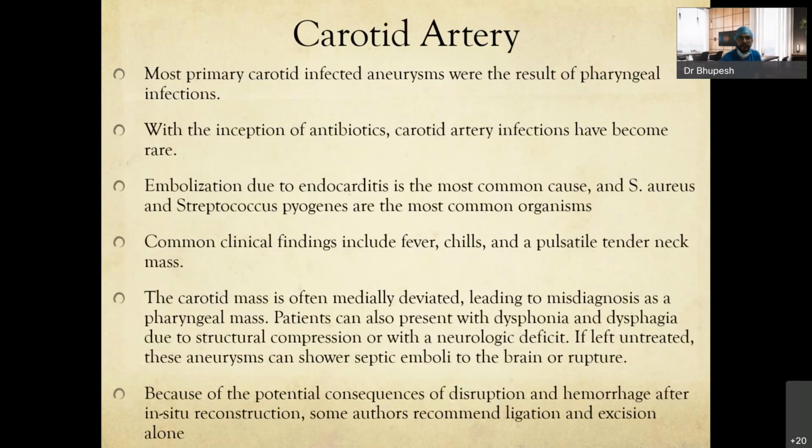Then we come to the carotid artery. The primary carotid infective aneurysm was the result of pharyngeal infection. With the introduction of antibiotics, carotid artery infections have become rare. Embolization due to endocarditis is the most common cause. Again, Staph aureus and Streptococcus pyogenes are the most common organisms.